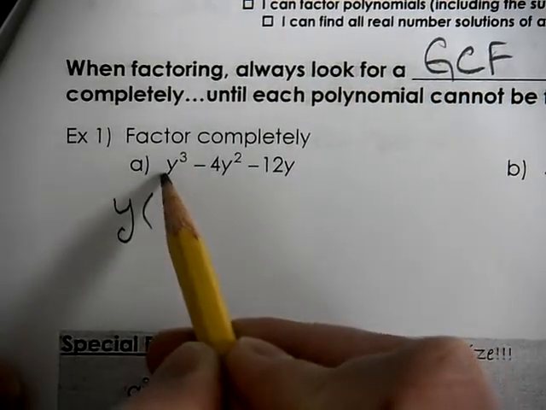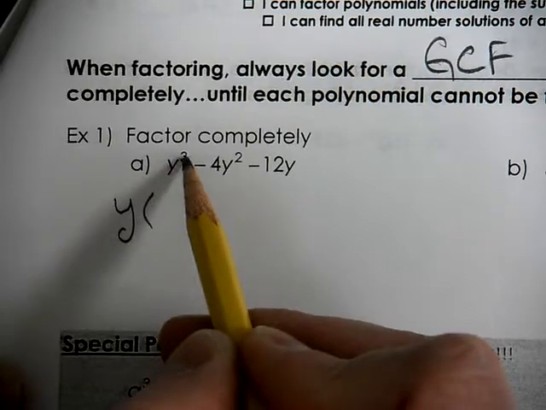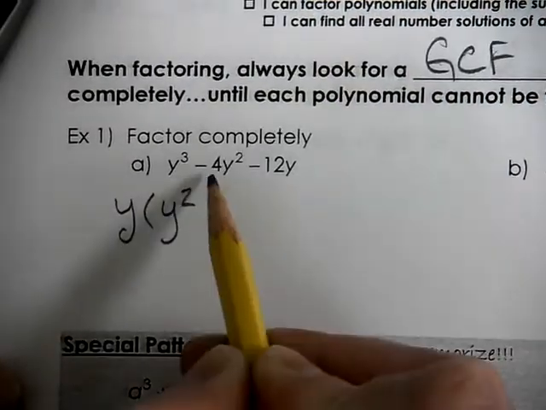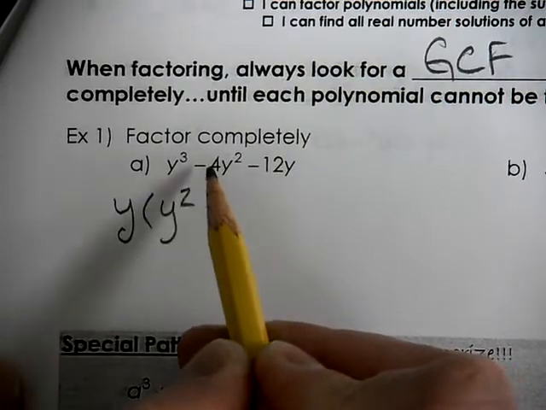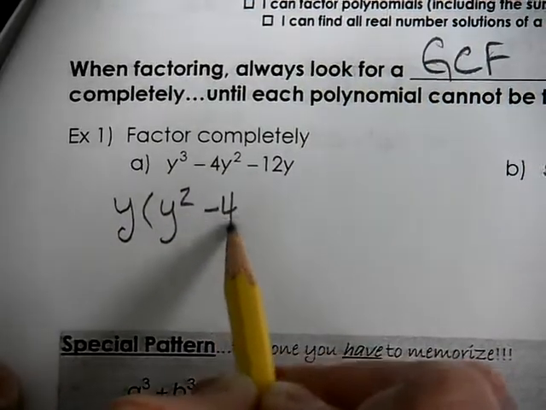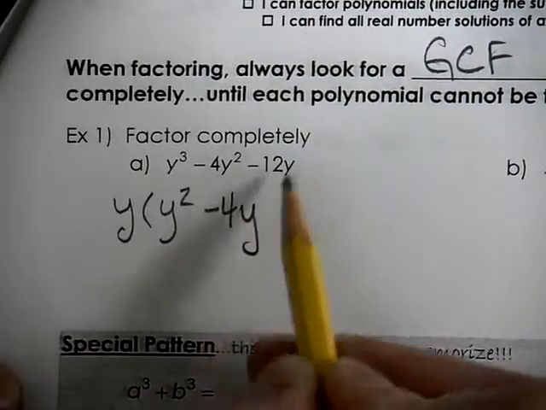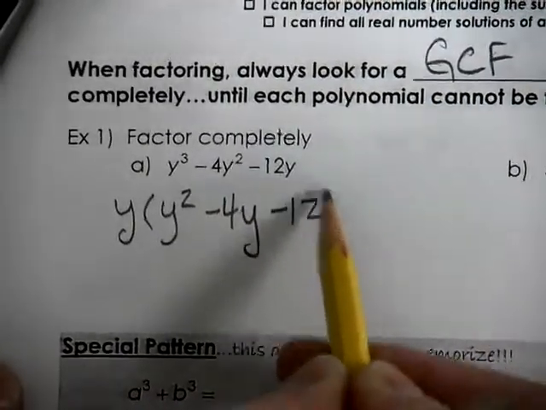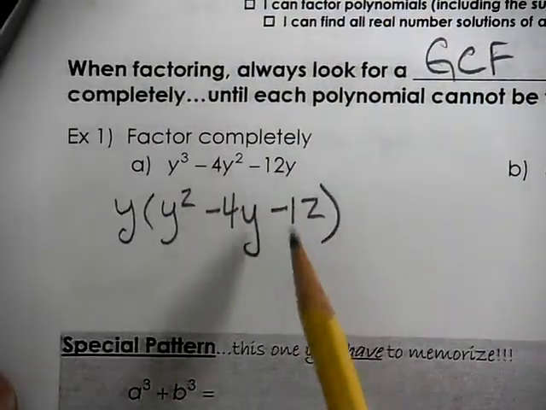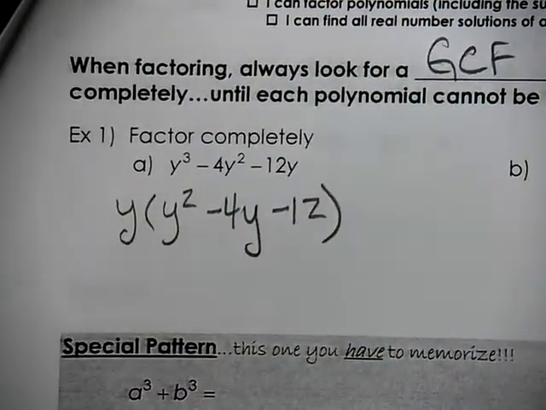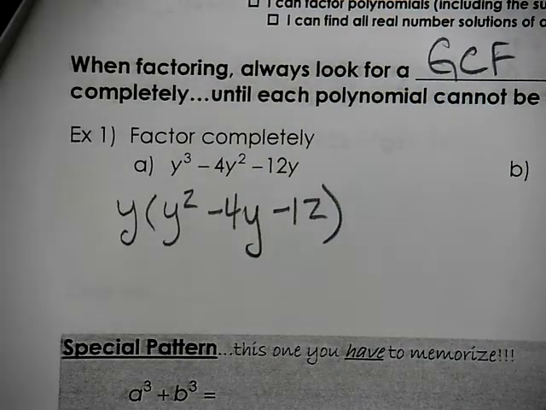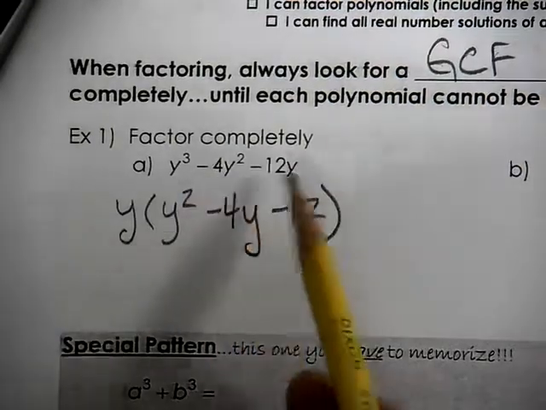If I took that y away from y cubed, that would give us y squared. If I took that away from negative 4y squared, that would give us negative 4y. And if I took the y away from negative 12y, we would be left with negative 12. So that was our greatest common factor that all of these terms had.